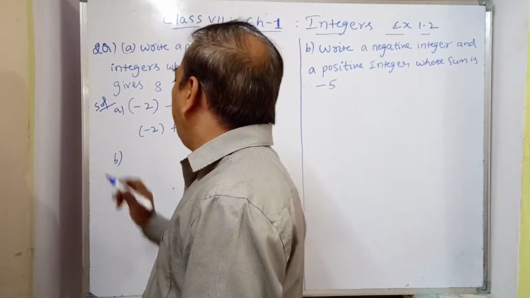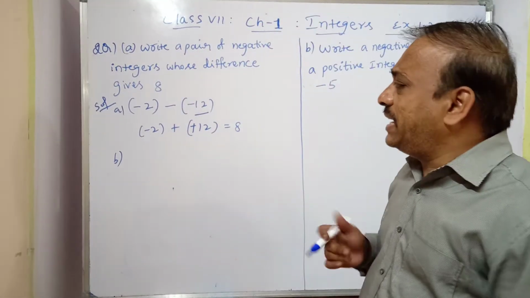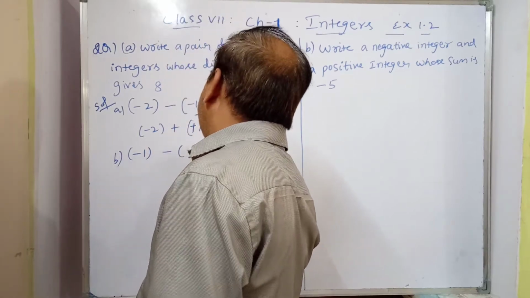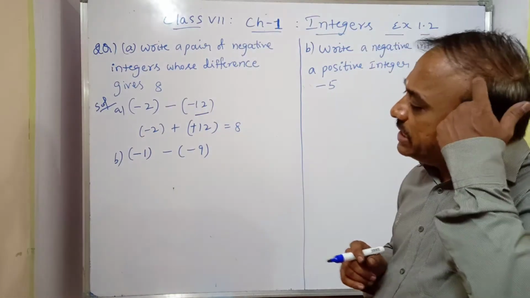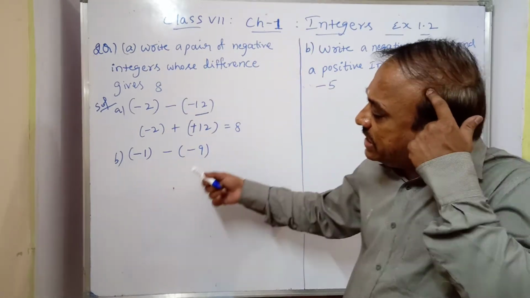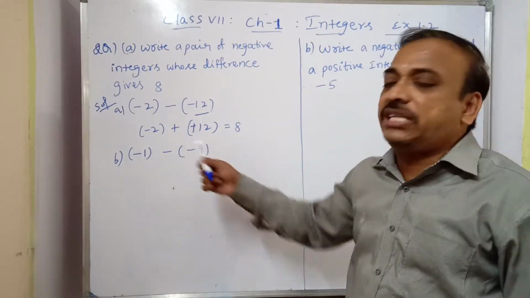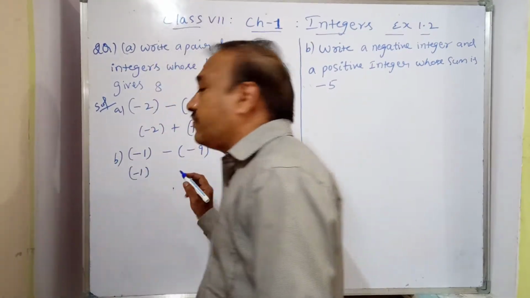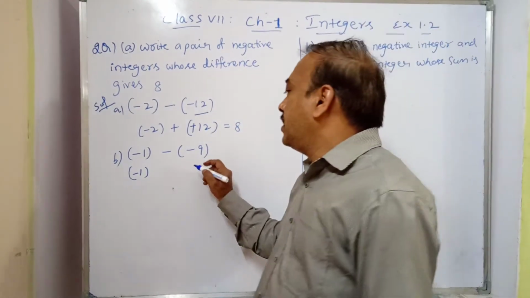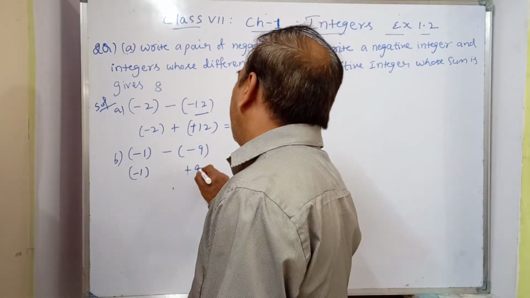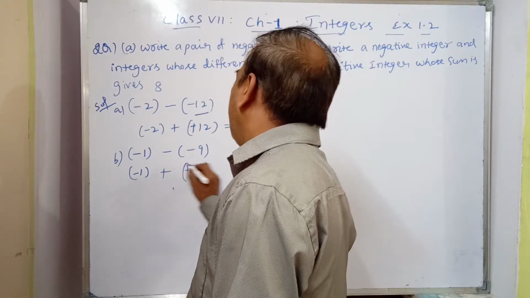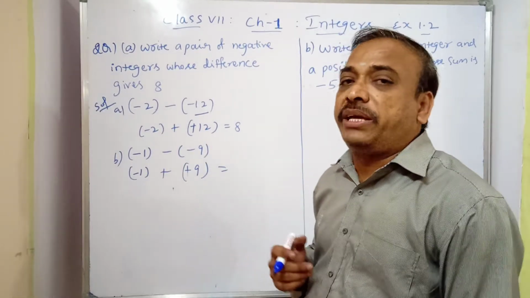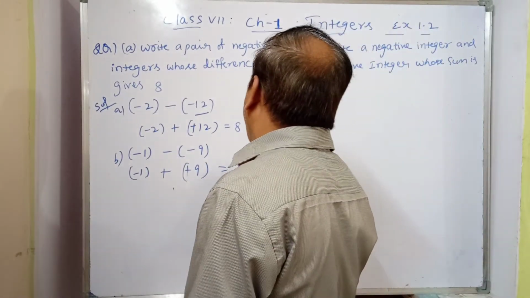One more example: you can take any negative integer like minus 1 minus minus 9. Minus 1 is a negative integer, minus 9 is a negative integer. We take the difference between those two. Difference means we add the additive inverse: the additive inverse of minus 9 is plus 9. One is plus, one is minus, so ignore the signs, subtract the smaller from the bigger and put the bigger number's sign, which will give you 8.